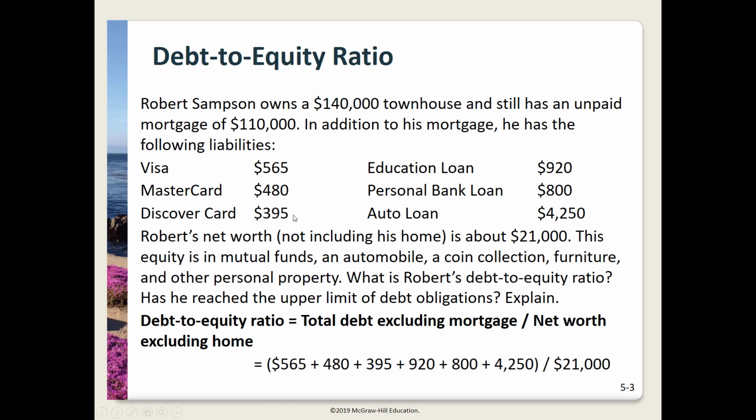So we're going to take up all of our debts here, add them all up, and then put that in parentheses because they're a grouping, and then we'll divide that by the net worth of 21,000 that was given to us. And we get 0.35, or if I move the decimal over 2 places, that equates to 35%. So what does this mean? Recall that the upper limit of the debt to equity ratio is 1. So as long as our ratio is not equal to 1 or 100%, then you've not reached your upper limit.